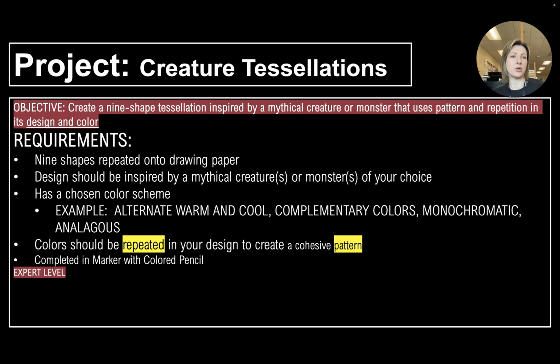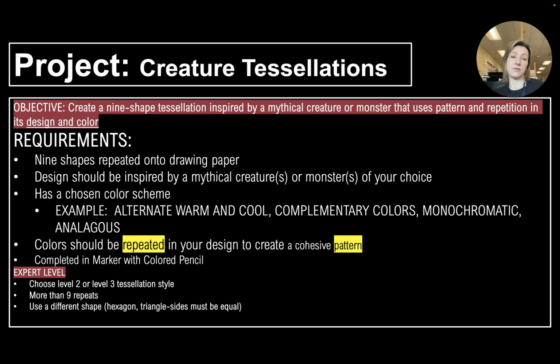And then if you want to push your assignment a little bit further, you could choose a level 2 or level 3 tessellation style, which I'll go over later. You can do it on a larger piece of paper and do more than 9 repeats, or if you want to make a smaller tessellation shape and then on the same size paper and do more than 9 repeats. So if you want to do that, just talk with me.